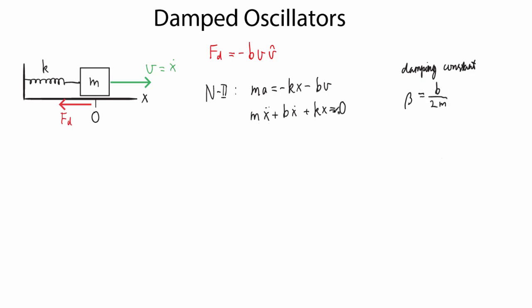So if I take this equation now and divide by m, I get x double dot plus b over m x dot plus k over m x equals 0. We can then substitute the b over m with, well, we're going to get 2 beta, right? And k over m, we already know from the undamped case that that's going to be equal to omega naught squared. So we end up then with this equation of motion.